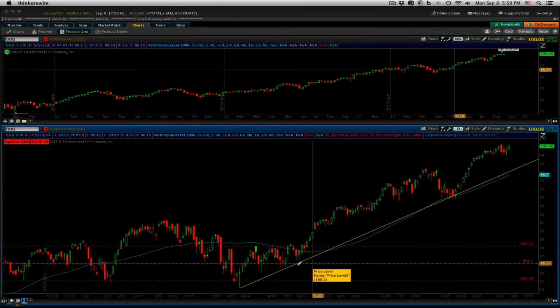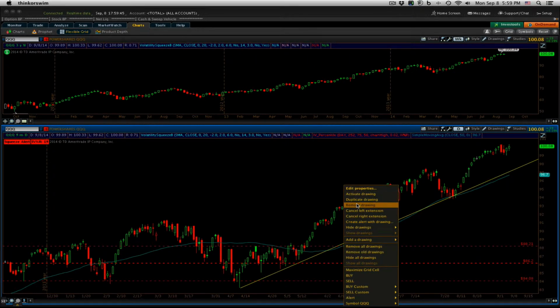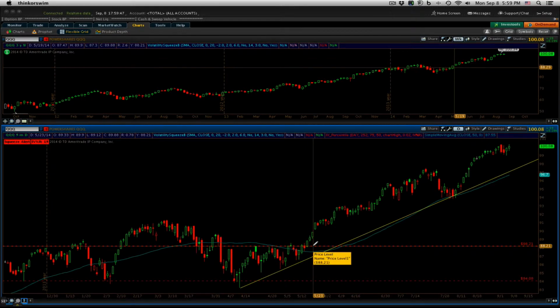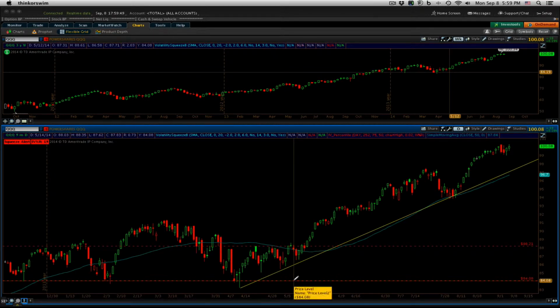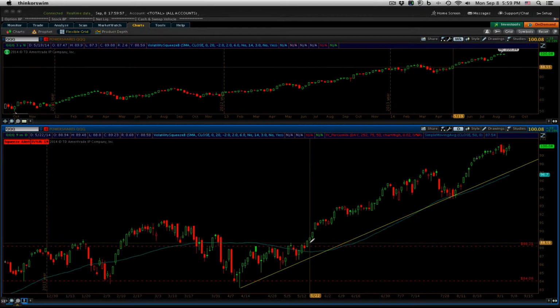Anyway, so say we were to take our stop. Let's remove this. We entered a trade here at 88.20. We set our stop alert down here at 84. So a close below 84 exits out of the trade, size the position accordingly, and so on. All right, so we're in the trade.